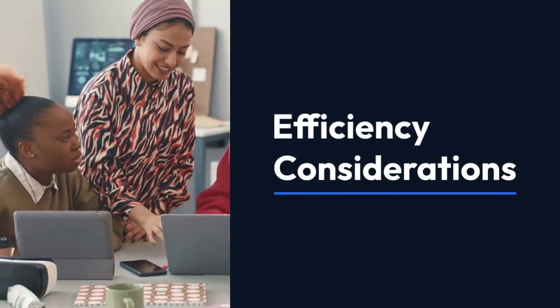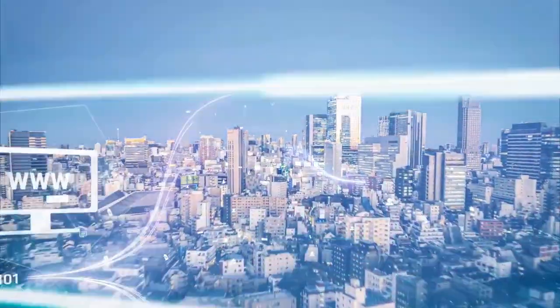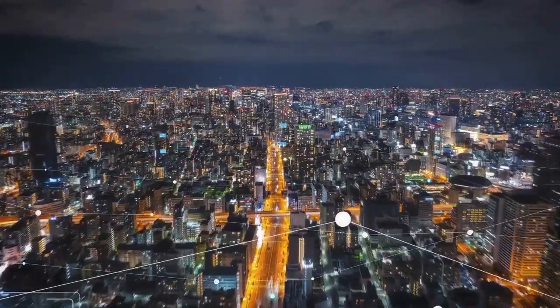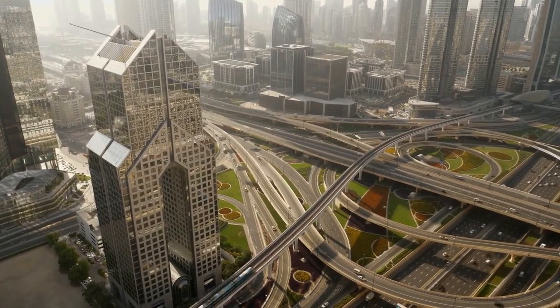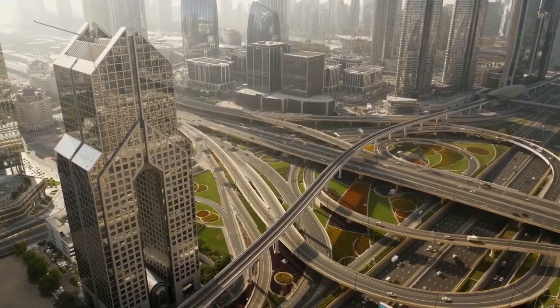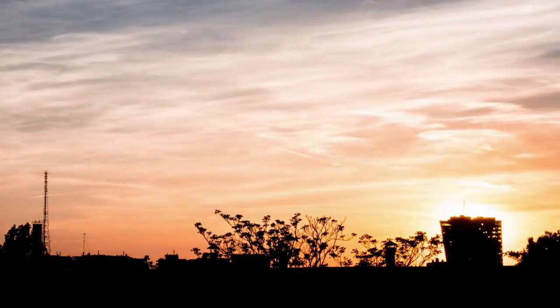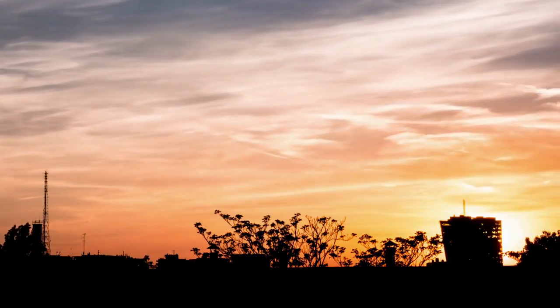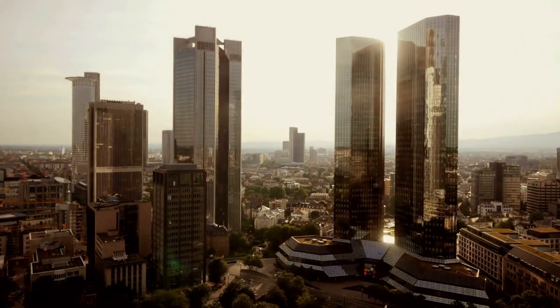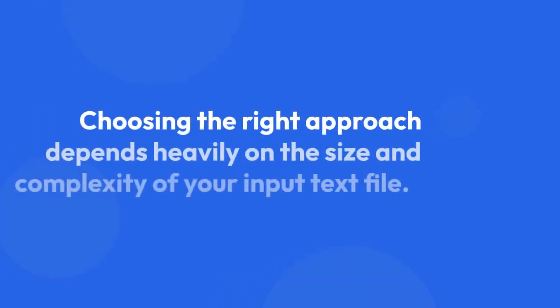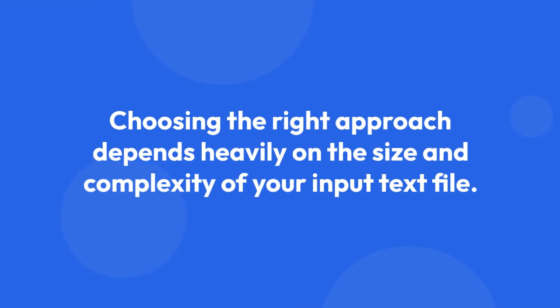6. Efficiency considerations. For very large text files, consider processing the file in chunks to avoid loading everything into memory at once. You can use iterators to read the file line by line or in manageable blocks. Libraries like pandas can also offer optimized solutions for data manipulation and conversion, especially if you have a tabular data format. Choosing the right approach depends heavily on the size and complexity of your input text file.